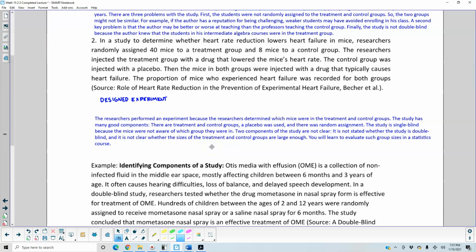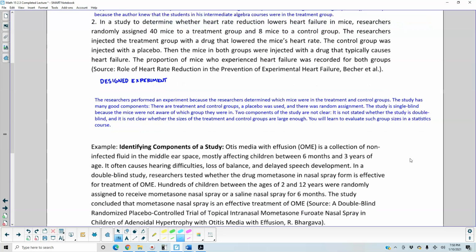The researchers performed an experiment because the researchers determined which mice were in the treatment and control groups. The study has many good components. There are treatment and control groups, a placebo was used, and there was random assignment. The study is single blind because the mice were not aware of which group they were in. 2 components of the study are not clear. It is not stated whether the study is double blind, and it is not clear whether the sizes of the treatment and control groups are large enough. You will learn to evaluate such group sizes in a statistics course.